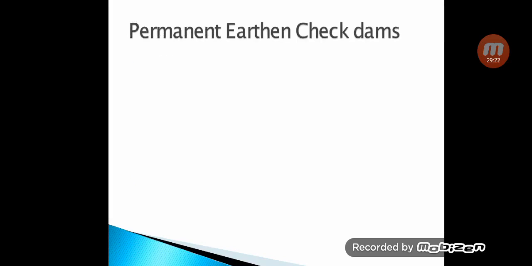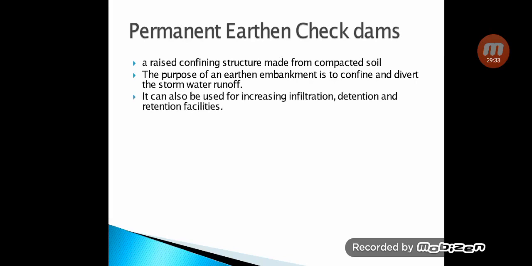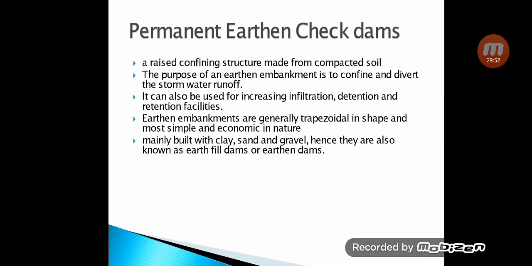And last is the permanent earthen check dam. So it is made of compacted soil. It is used for increasing infiltration, detention and retention facilities. So it does all the work of infiltration and retention of water. Earthen embankments are generally trapezoidal in shape and most simple and economic in nature, mainly built with clay, sand and gravel. Hence they are also called earth fill dams or earthen dams.